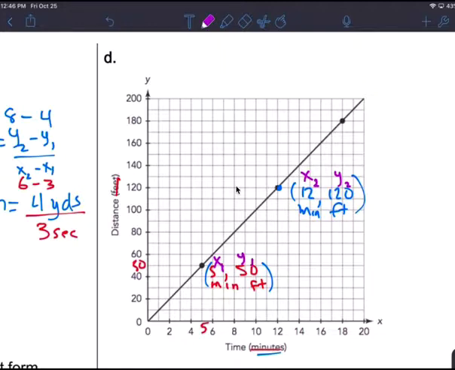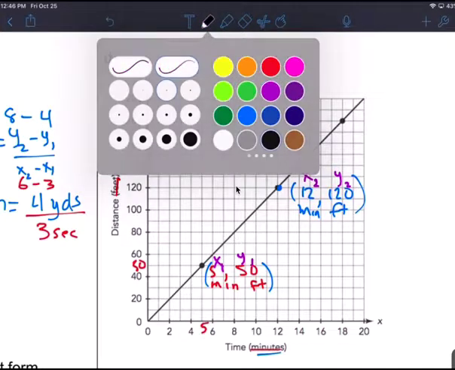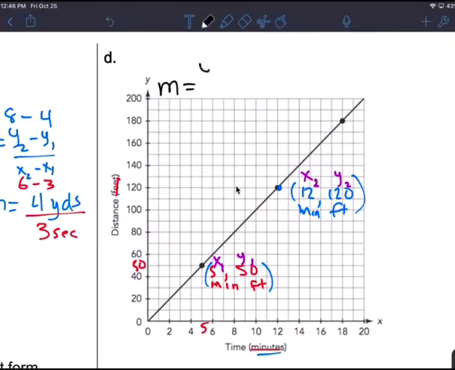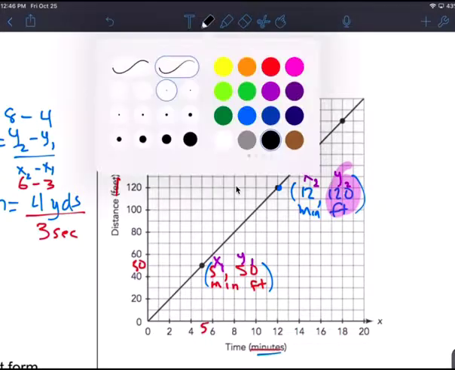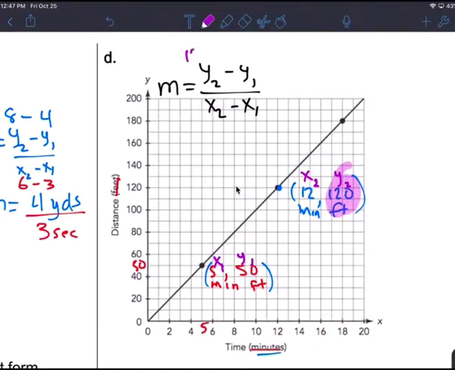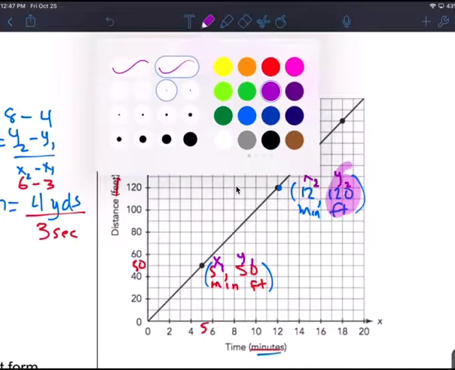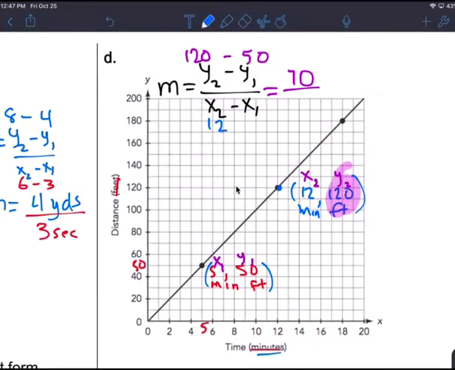Alrighty. What rate of change is m, y sub 2 minus y sub 1 over x sub 2 minus x sub 1. Y sub 2 is 120 minus y sub 1, 50. 70 over 12 minus 5.